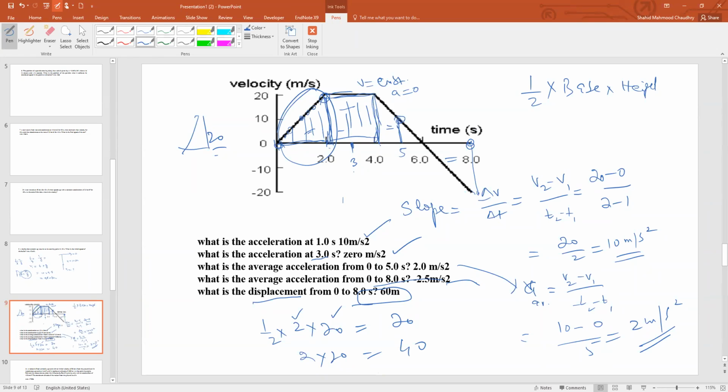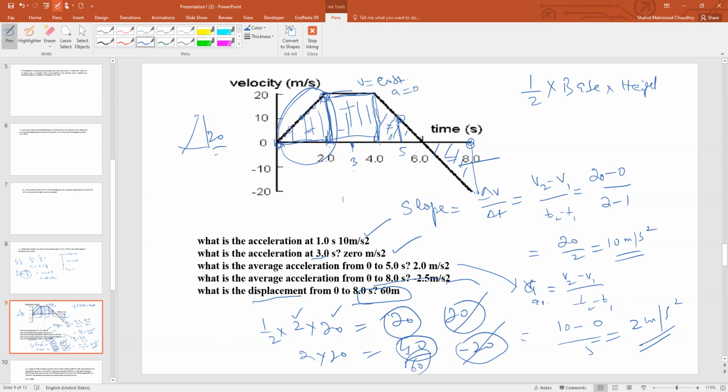Okay. After this, find this area. This is the same value which we have found earlier, because this triangle and this triangle are the same. So the answer will be 20, 40, 20. And now find this area. This area is how much? 20. This is also 20. But this is on the negative side. So this will cancel with this one, and 40 plus 20 will be what? 60 meters.